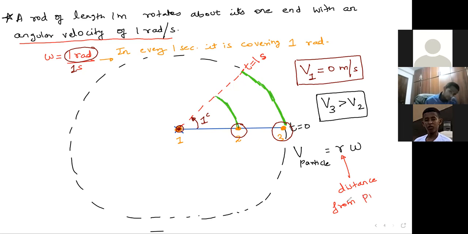Distance from the pivot point, right? Pivot, correct? Pivot or the fixed point. I hope this part is very easy for both of you to understand. And that's how the concept of rotational motion is. I am sure now you are able to understand these formulas in a better way, right? Yes. Perfect.